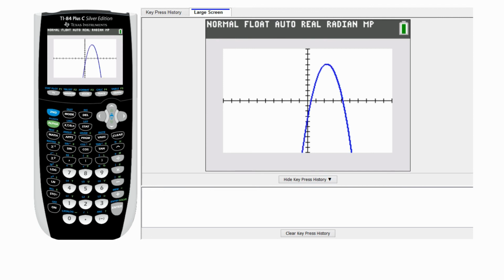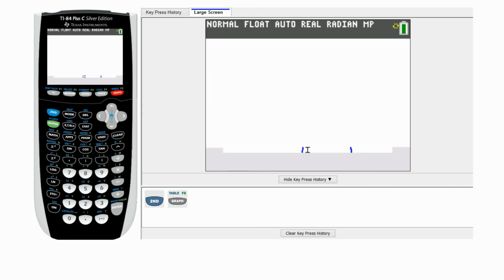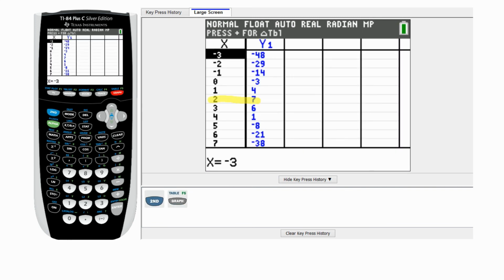We have a choice between using the trace or the table to verify our ordered pairs. I'm going to use table. Second and graph gets us to our table. I have 2, 7 and 4, 1. I also have 5, negative 8.